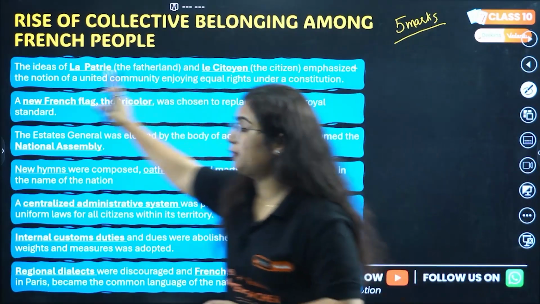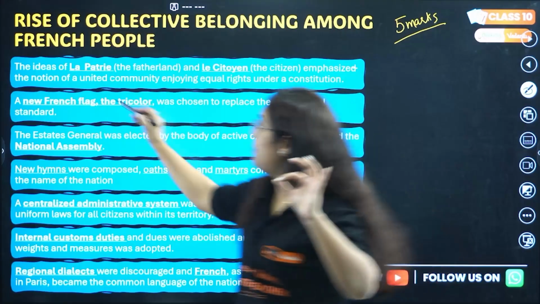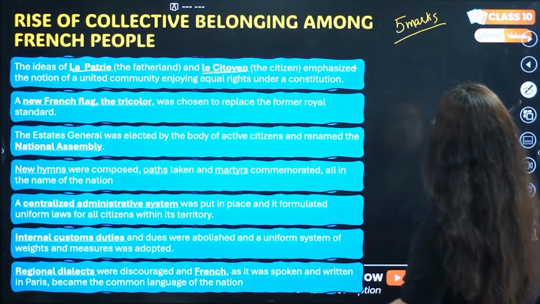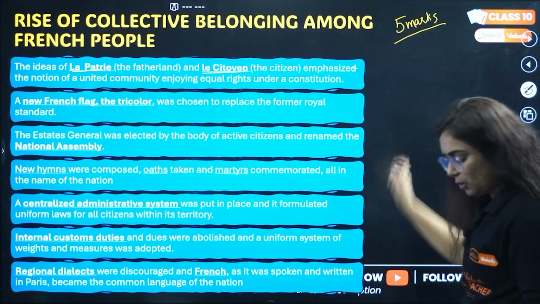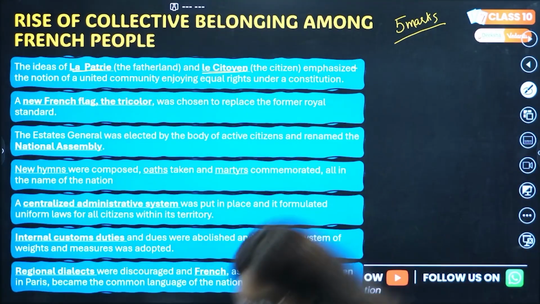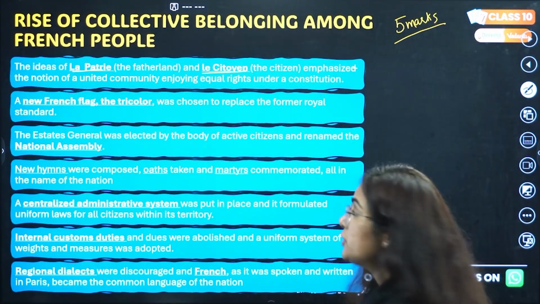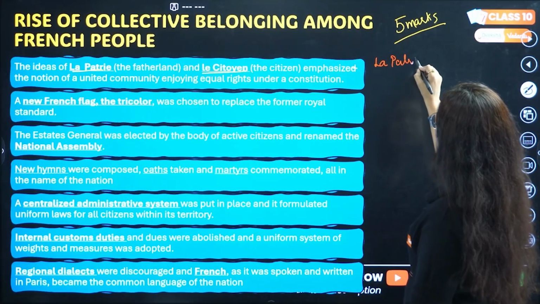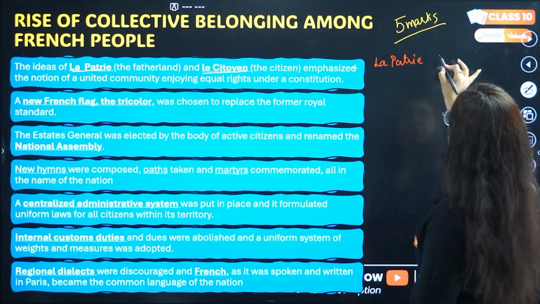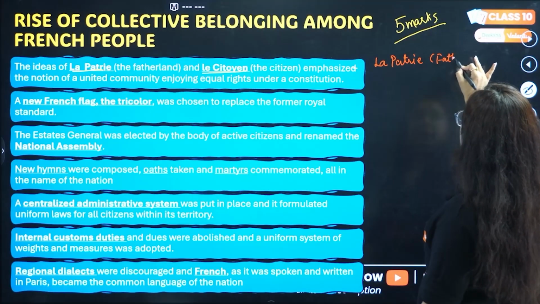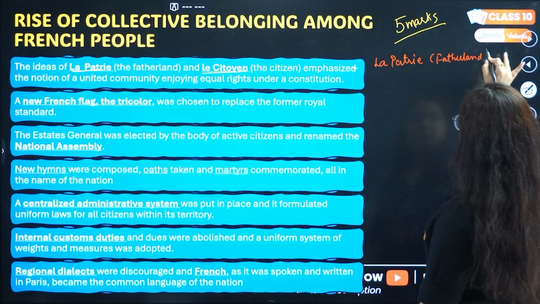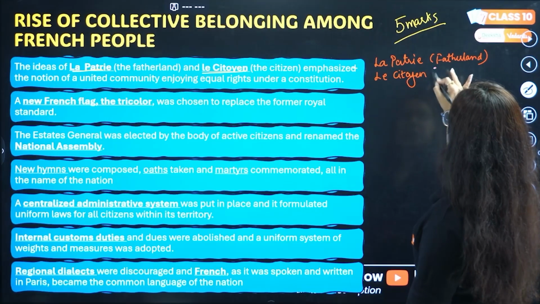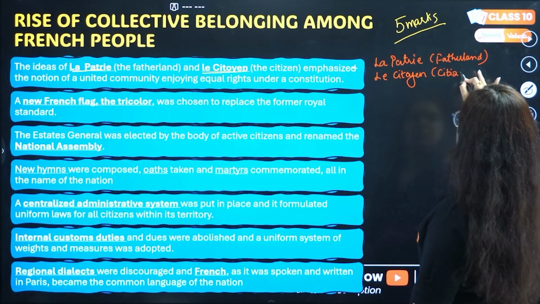Now, coming to the first point, that is the idea of la patrie and les citoyens. Pay attention, beta, it is very, very important. I am writing the keywords over here because all the time you struggle with the keywords, right? So, the first thing is the idea of la patrie. What does la patrie mean? La patrie means fatherland. And les citoyens means, beta, we are the citizens of this fatherland.